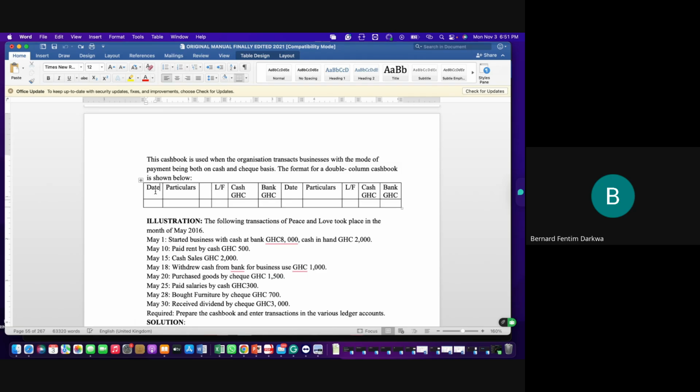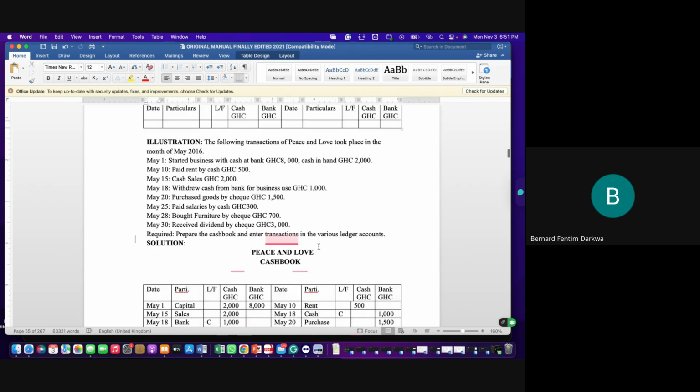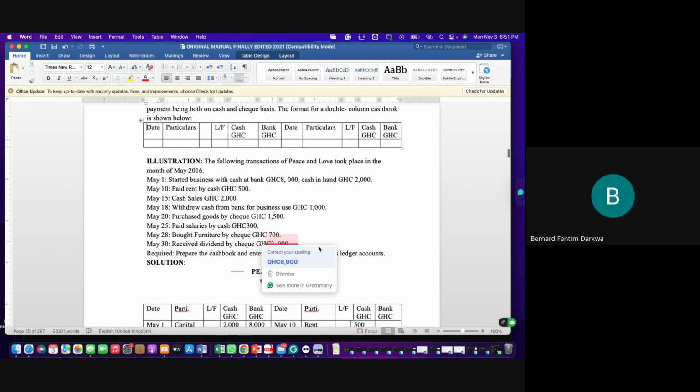If you have yours, I don't know, but just remember that there's a date you have to insert. You may not have it, but that empty space is for the date. See the same thing repeating at the credit side here: date, particulars, ledger folio, and cash. This is what we call the two-column cash book, and you extend the lines straight. So look at this illustration. You see the following transactions of Peace and Love took place in the month of May.